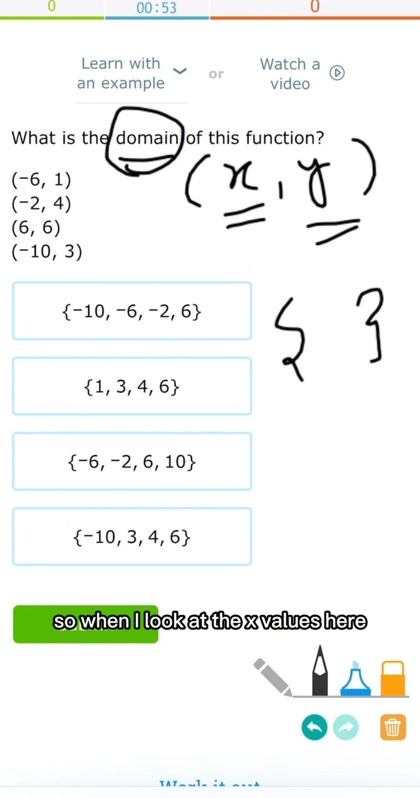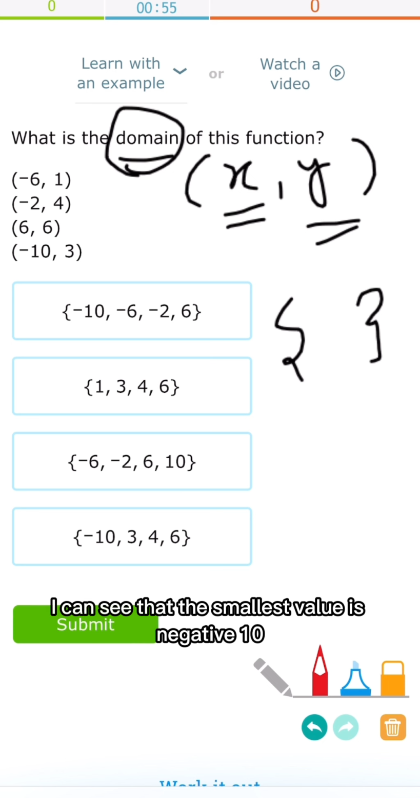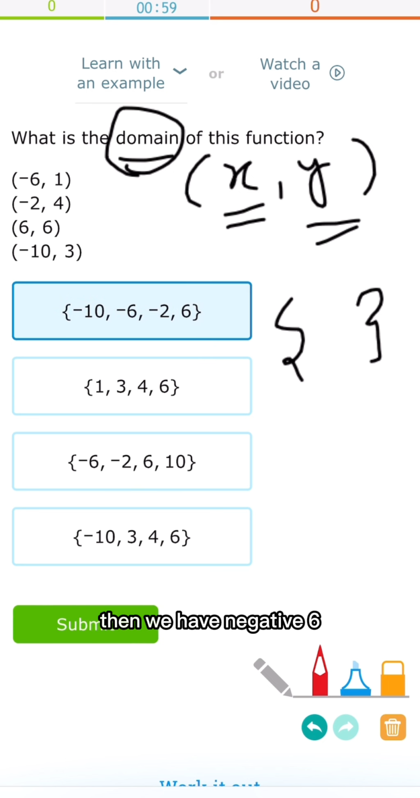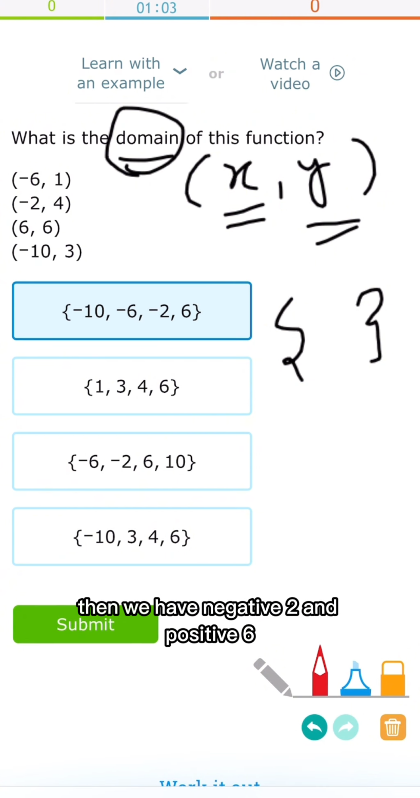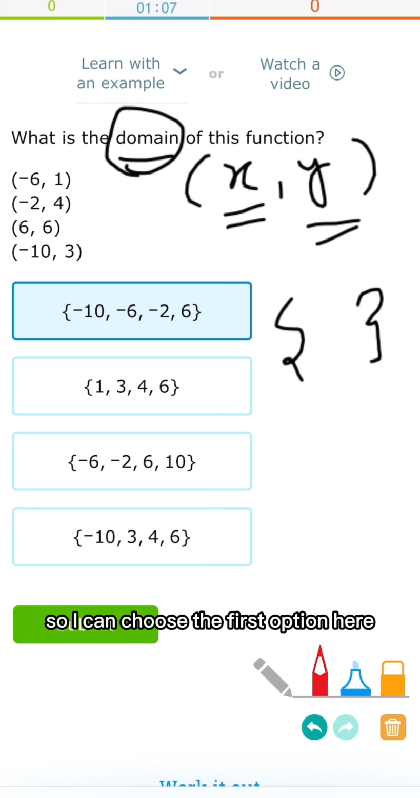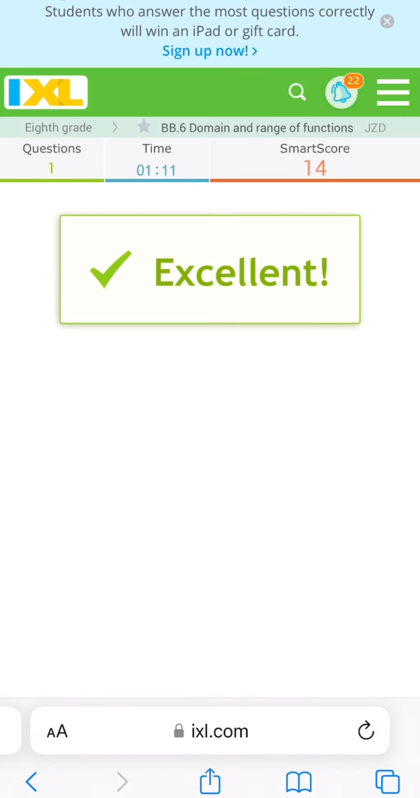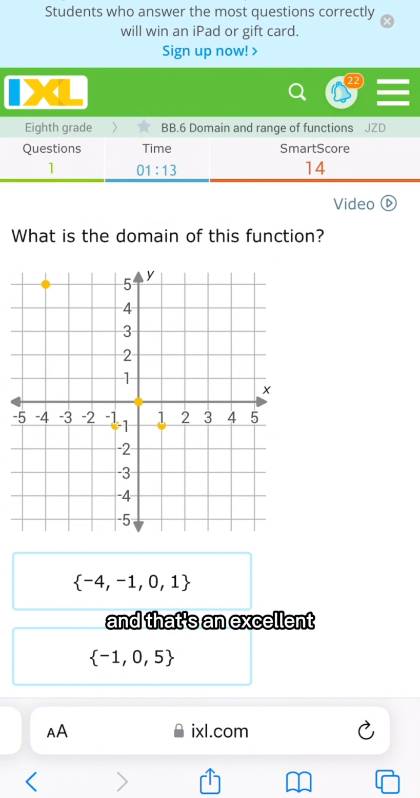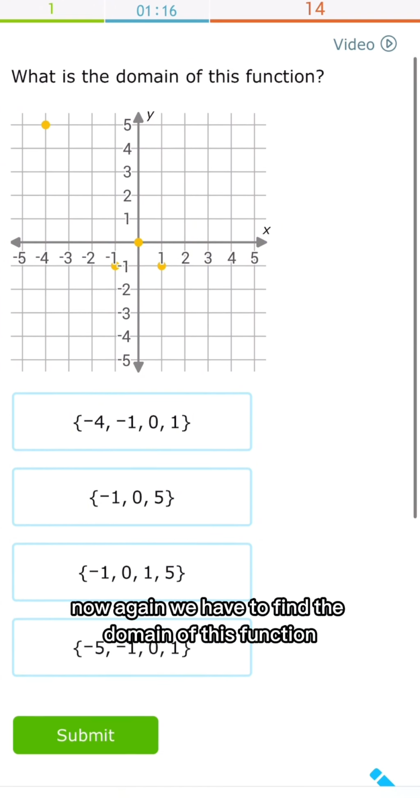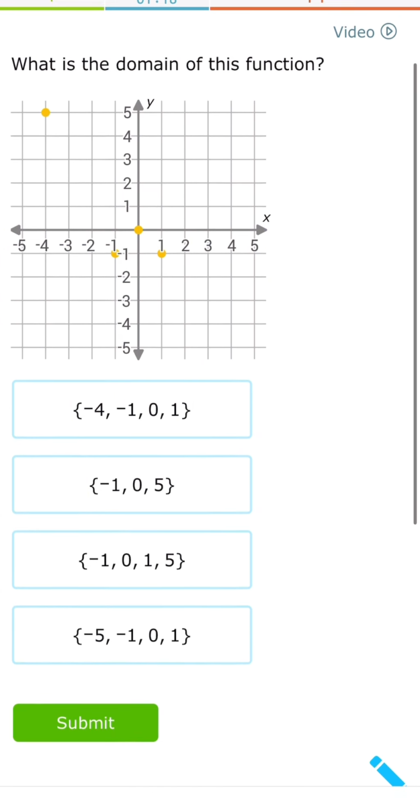So when I look at the x values here, I can see that the smallest value is -10. Then we have -6. Then we have -2 and +6. So I can choose the first option here. Let's see if our first option is correct. And that's excellent.